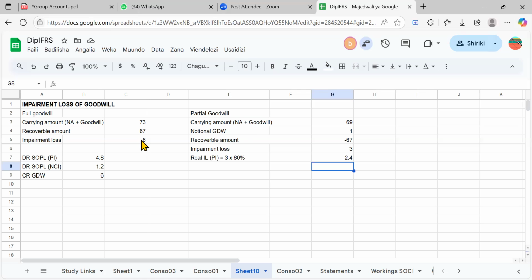Look here, we got the impairment loss of 6 here, right? Yes, sir. We said 6 times 80%, and we got this. And then 6 times 20%, and we got this. That's what we are doing here again. But the problem is, remember, when you have the partial goodwill, it is actually only related to the parent, not to the non-controlling interest.